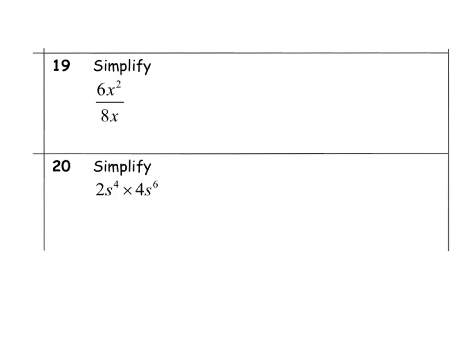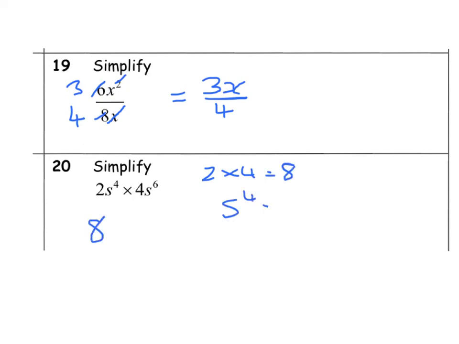Question 19, simplify. 2 goes into 6 3 times, 2 goes into 8 4 times, and x divides into x squared. So that leaves us with 3x on the top and 4 on the bottom. Finally, question 20. We have 2 times 4, which gives us 8, and we have s to the 4 times s to the 6, which is s to the 4 plus 6, s to the power 10.